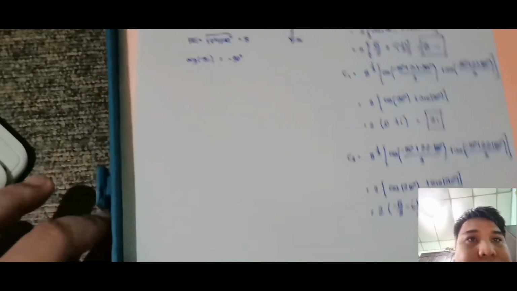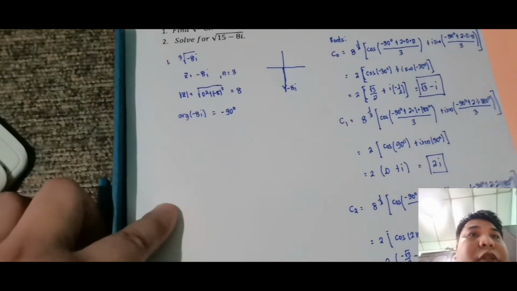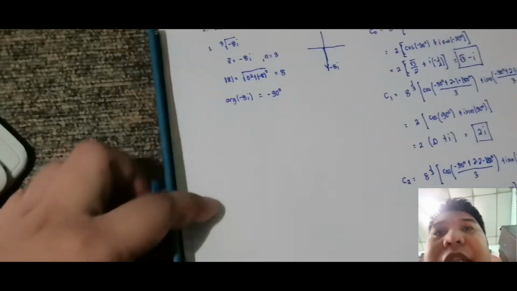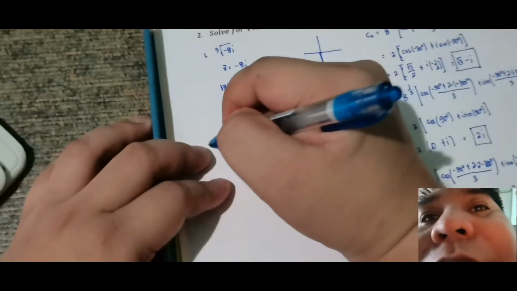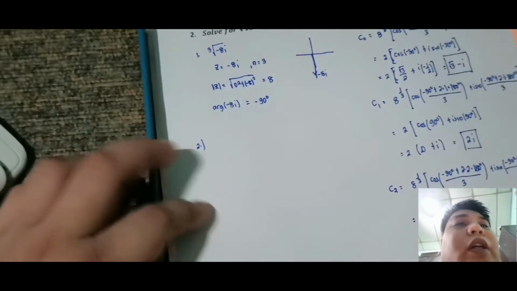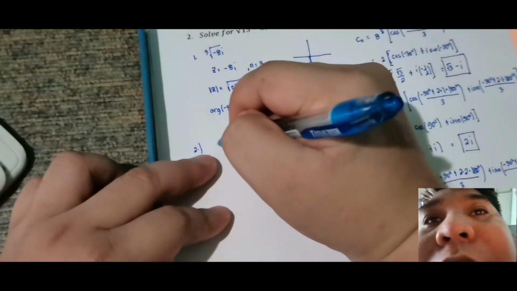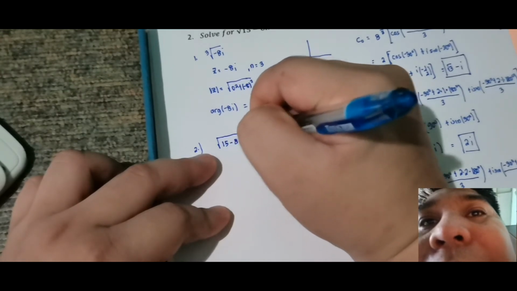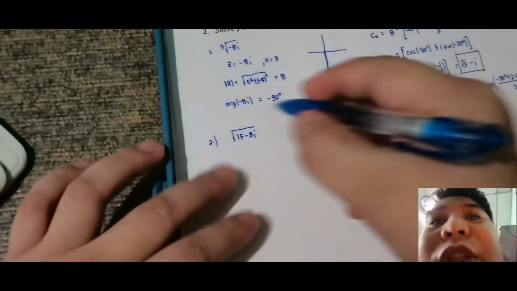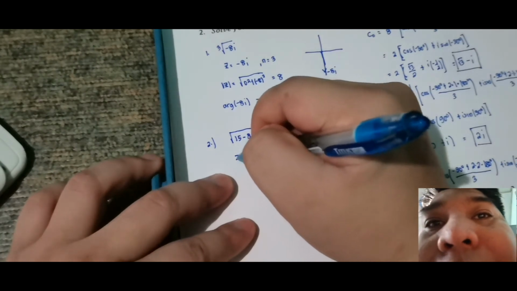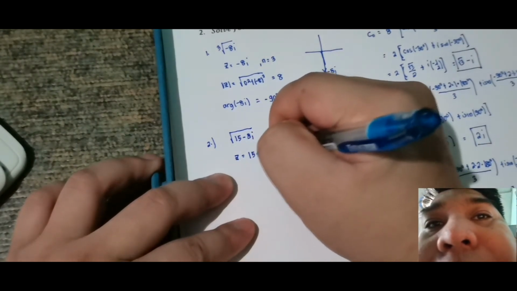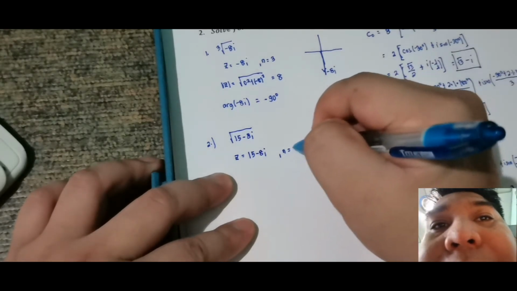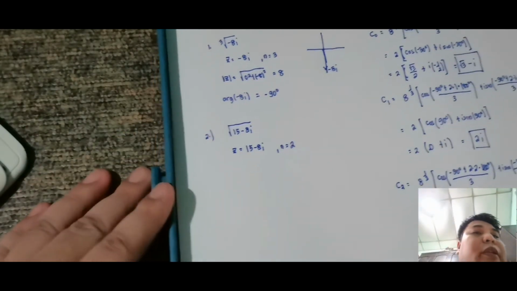Okay, so ngayon kanina may sagot na tayo nito. Number 2, solve for square root ng 15 minus 8i. So try natin yun yan. So for number 2, ito yun. So we need to solve yung square root ng 15 minus 8i. Okay, so sulat ko muna ang z. Z natin is equal to 15 minus 8i. Ang n natin dito is automatic 2. Kasi square root lang naman eh.